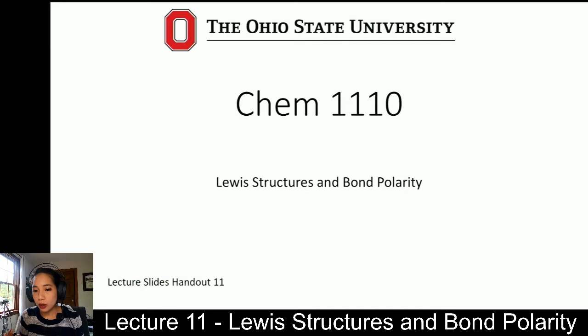So, now let's take a microscopic look at compounds. How are the atoms put together? How are those bonds made? What kind of bonding atom arrangement is there to produce these different compounds? So that brings us on to Lewis structures and bond polarity.